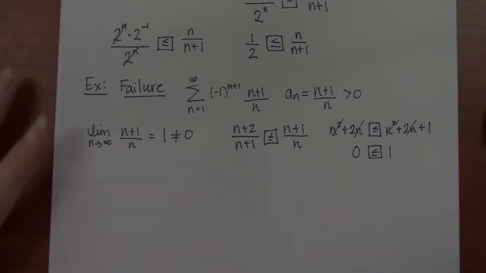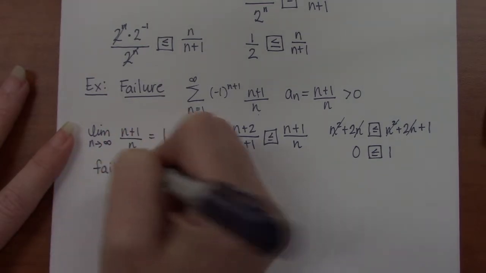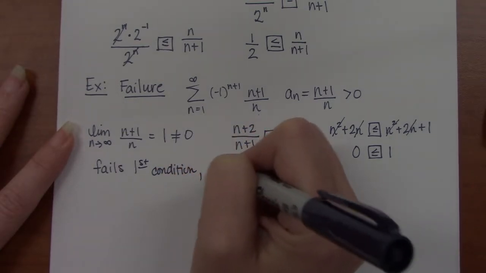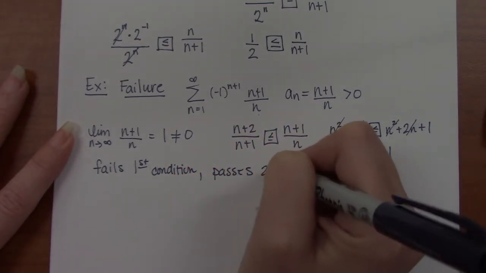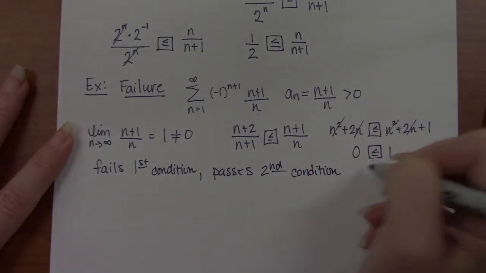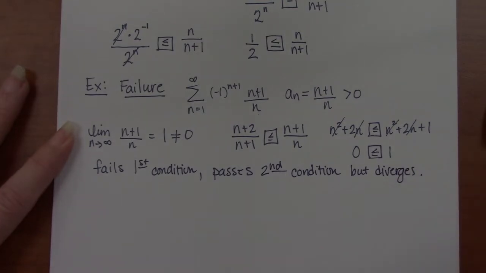So this series, right, fails the first condition, passes the second condition, but we can conclude that it diverged.